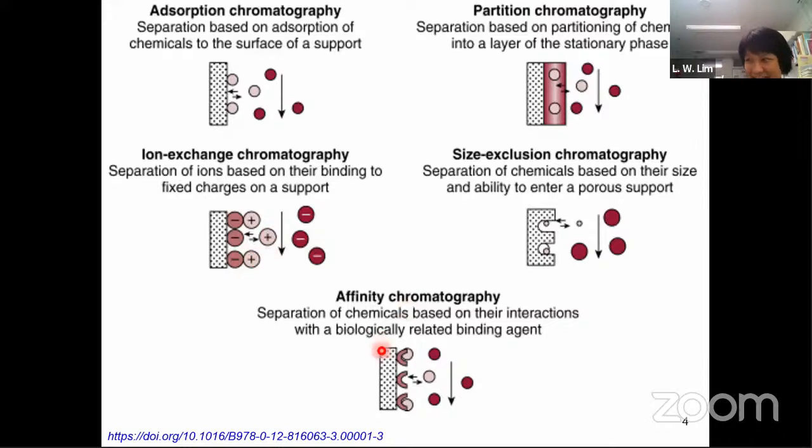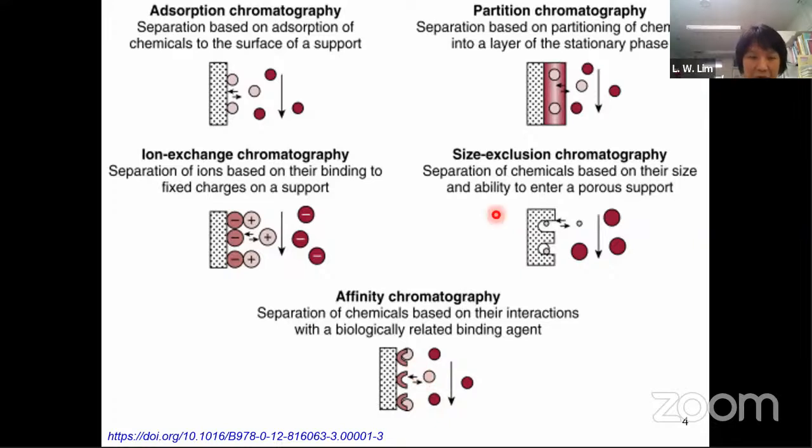Another one is affinity. If you look at affinity, the definition is separation of chemicals based on their interactions. Usually we talk about biological samples, like protein, enzyme, something like that. If you look at the picture here, it is very specific. For example, an enzyme is very specific only for certain substrates, so it can only hold, or retain, certain specific compounds like this.